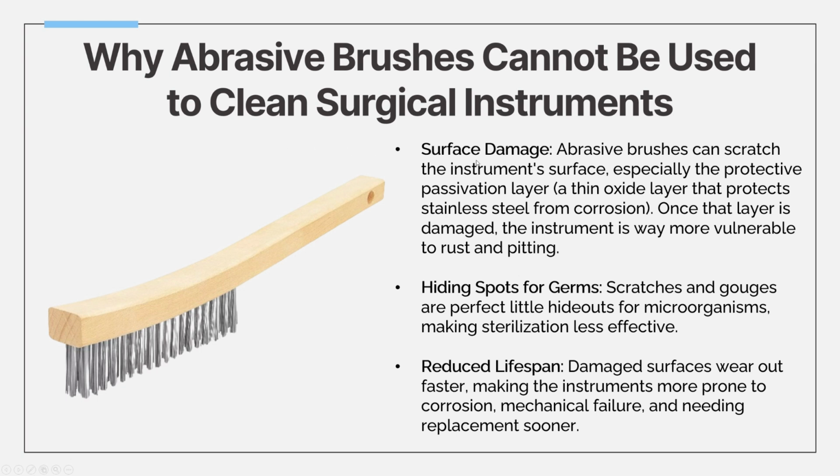So, of course, there's surface damage. Abrasive brushes can scratch the passivation layer that we just talked about, leaving instruments vulnerable to rust and corrosion. Of course, germs hide due to all these scratches that abrasive brushes can put on surgical instruments. And these scratches and gouges create spots where microorganisms can linger, reducing the effectiveness of sterilization. And of course, due to this, it makes the surgical instruments have a reduced lifespan. Damaged surfaces lead to faster wear, increasing the risk of corrosion and mechanical failure.